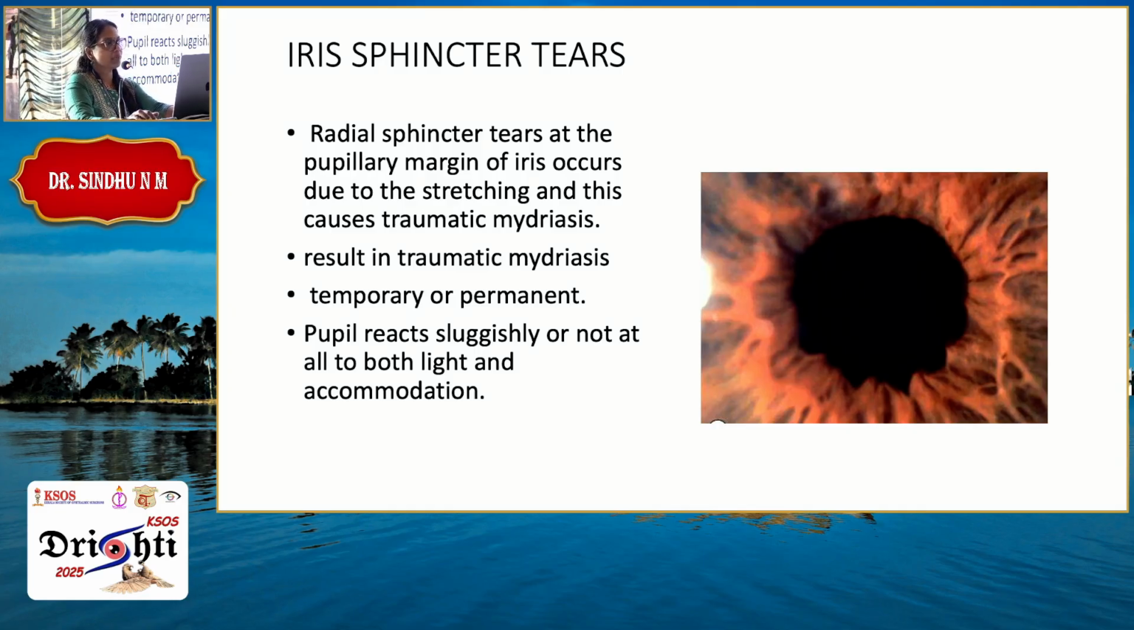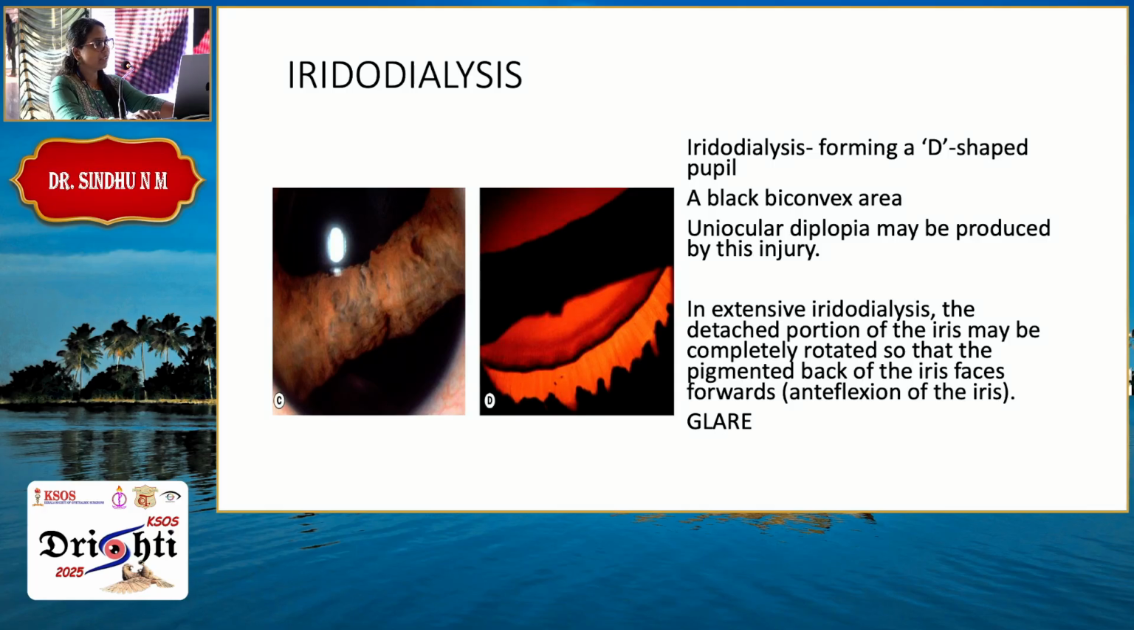Iris sphincter tears are common. Radial sphincter tears are present at the pupillary margin. This can result in traumatic mydriasis, which may be permanent or temporary. The pupil reaction will be sluggish, or it won't react to both light and accommodation. Iridodialysis is the dehiscence of the iris from its root. We will get a D-shaped pupil with a black biconvex area at the limbus.